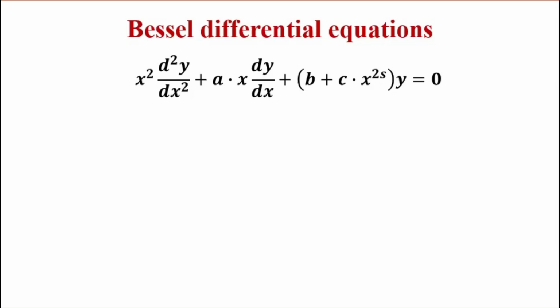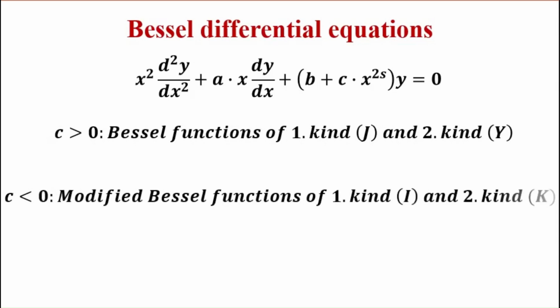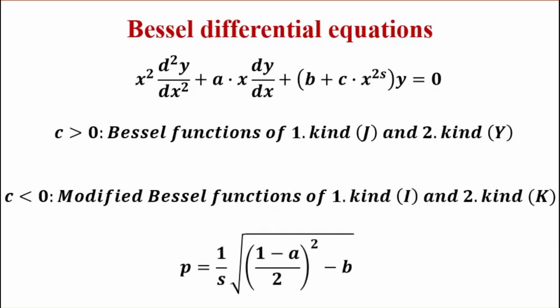If the coefficient c is positive, the solutions are Bessel functions of the first kind, denoted by J, and of the second kind, Y. If c is negative, the solutions are modified Bessel functions of the first kind, I, and of the second kind, K. When the coefficient c is 0, the differential equation reduces to an Euler differential equation, which can be solved straightforwardly. Thus, the type of Bessel function is determined by the coefficient c, whereas the order of the Bessel function depends on a parameter derived from the coefficients a and b.